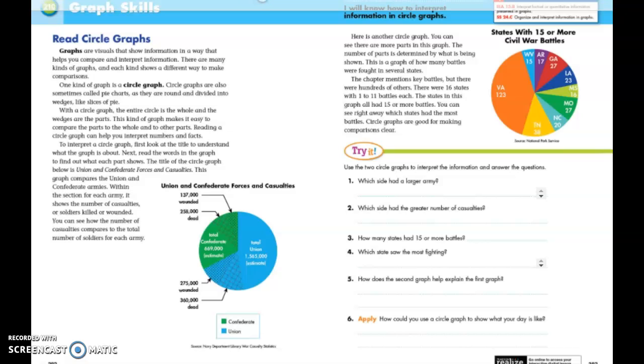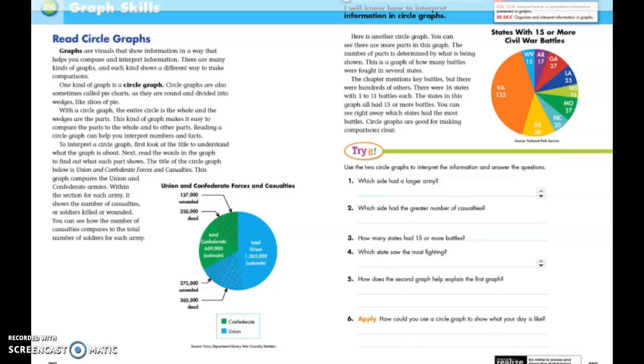The title of the circle graph below is Union and Confederate Forces and Casualties. This graph compares the Union and Confederate armies. Within the section for each army, it shows the number of casualties, or soldiers killed or wounded. You can see how the number of casualties compares to the total number of soldiers for each army.